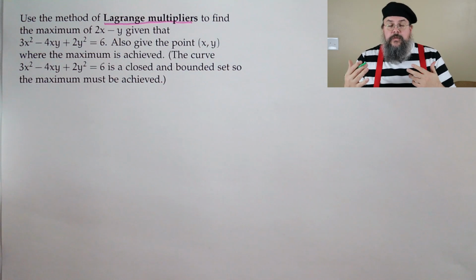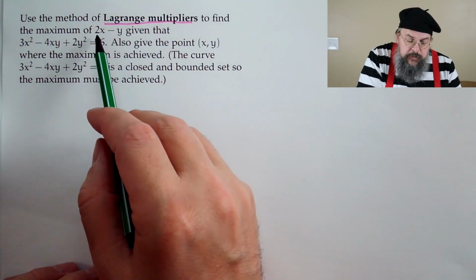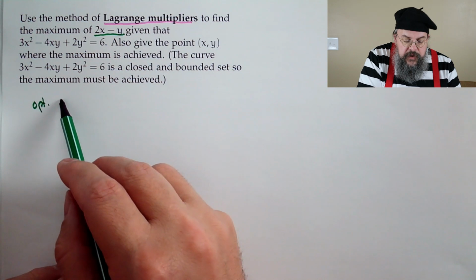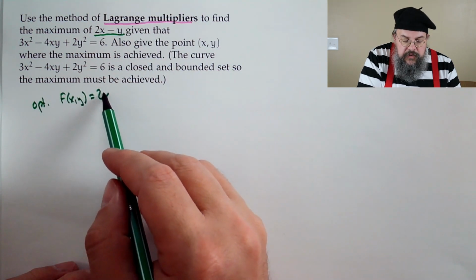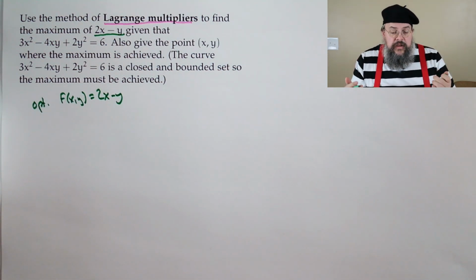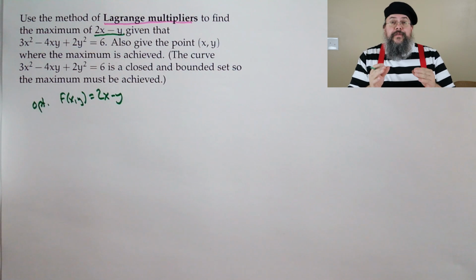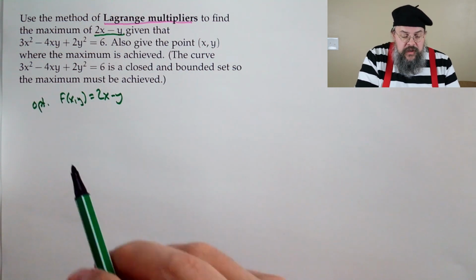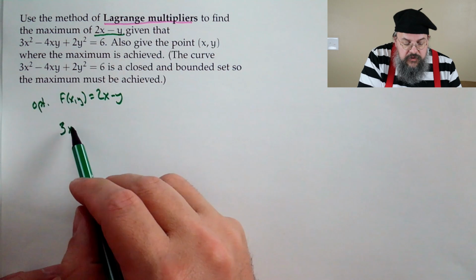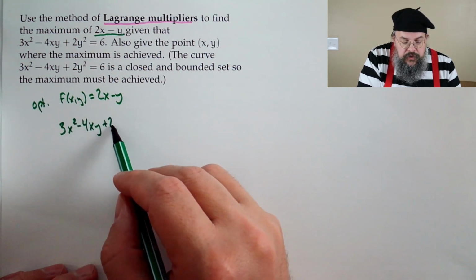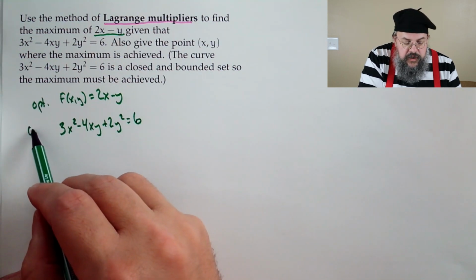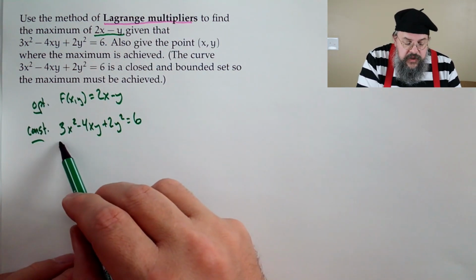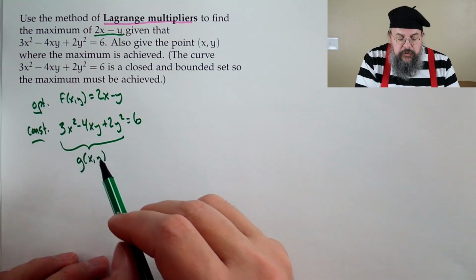Now, oftentimes it's easy to figure out which is which. Here, we're trying to find the maximum of 2x minus y. So that's what we're trying to optimize: our function f(x, y) equals 2x minus y. For our constraint, we look for phrases like "given that," but we also look for equations where some expression involving x and y equals a constant. That's a constraint. So our constraint is 3x squared minus 4xy plus 2y squared equals 6. So there's what we're trying to optimize and what we're trying to constrain. And we're going to think of this function here as g(x, y).